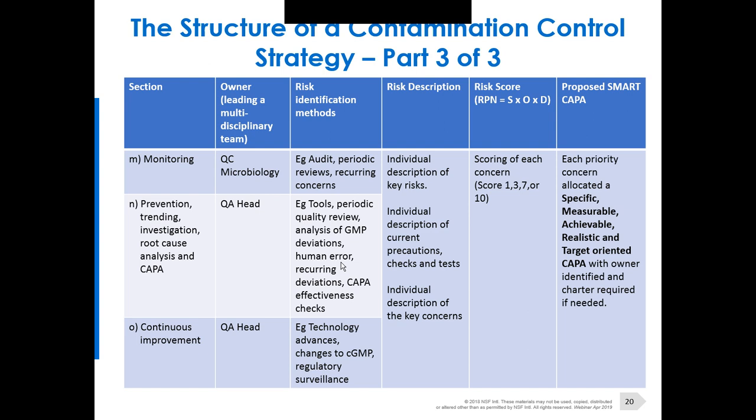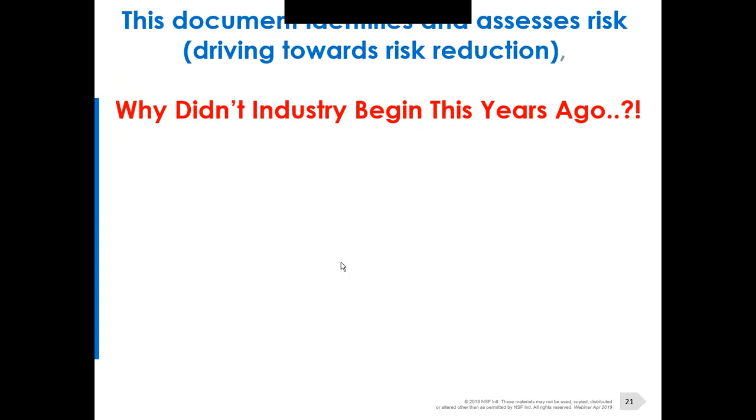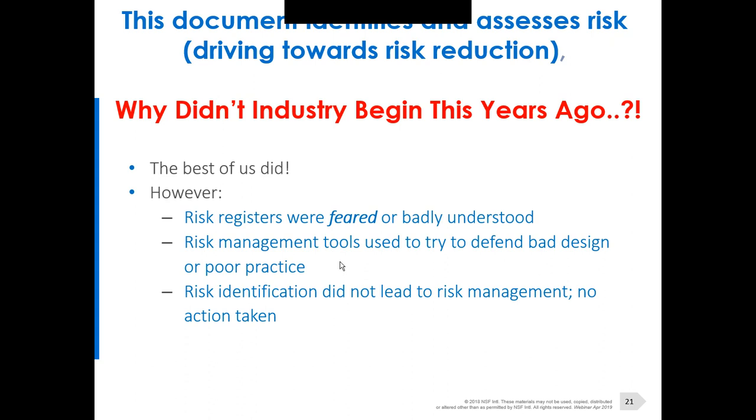So, why didn't the industry do this years ago? Well, to be honest, the best of the industry did. But there were parts of the industry that really struggled with assembling a contamination control strategy, largely because risk registers were either feared or badly understood. Feared because it can sometimes give you bad news.